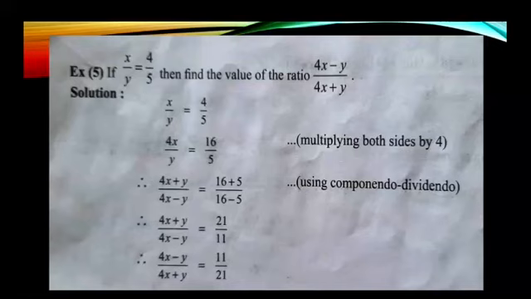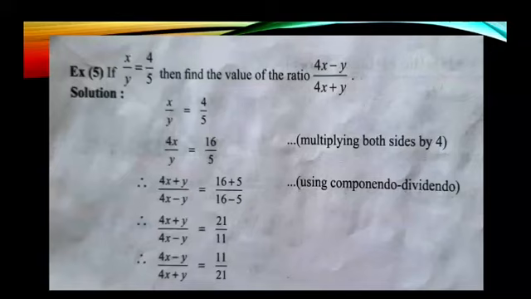Next question, question 5. x upon y is equal to 4 upon 5. Then find the value of the ratio (4x − y) upon (4x + y). As x upon y is equal to 4 upon 5, we are multiplying both sides by 4, we get 4x upon y is equal to 16 upon 5.